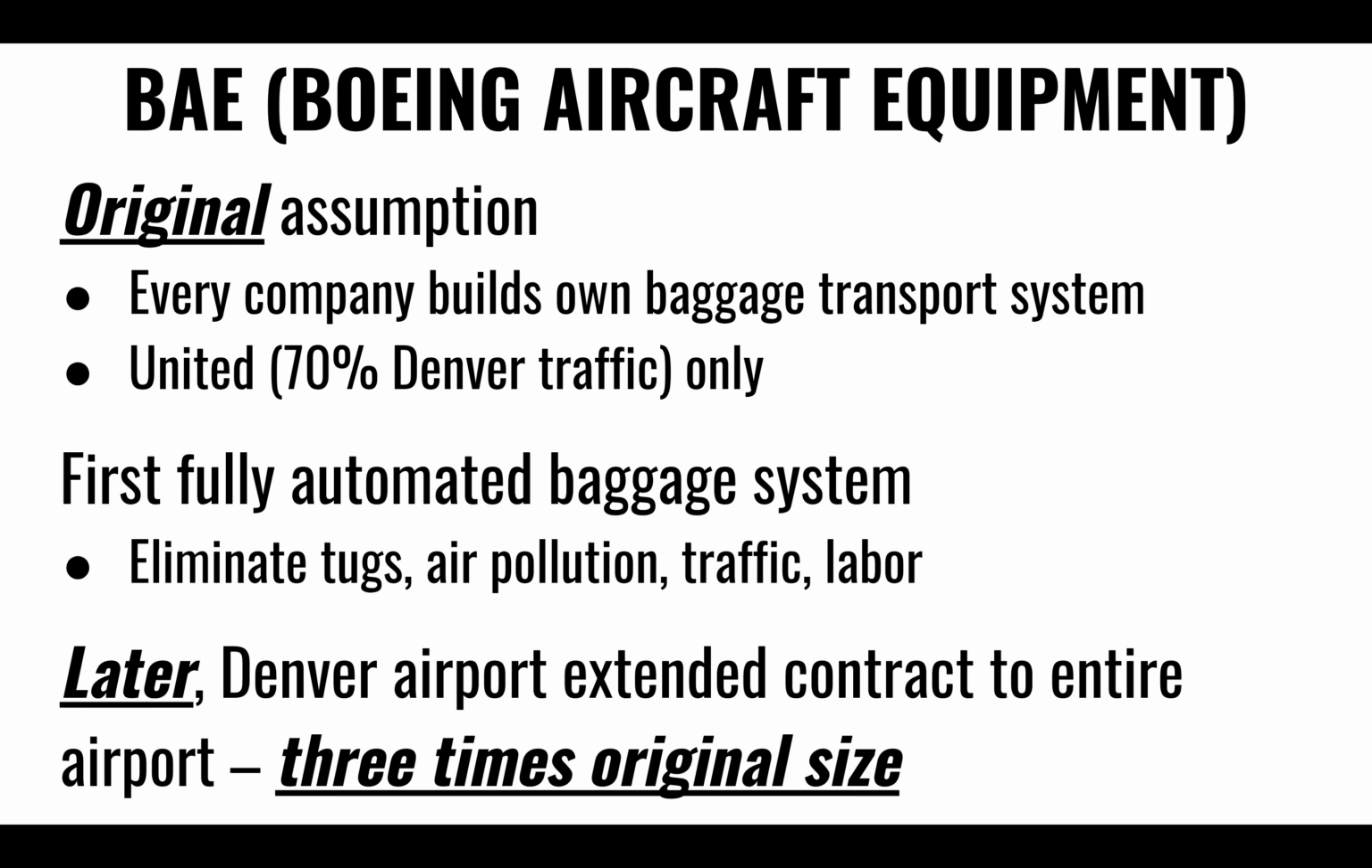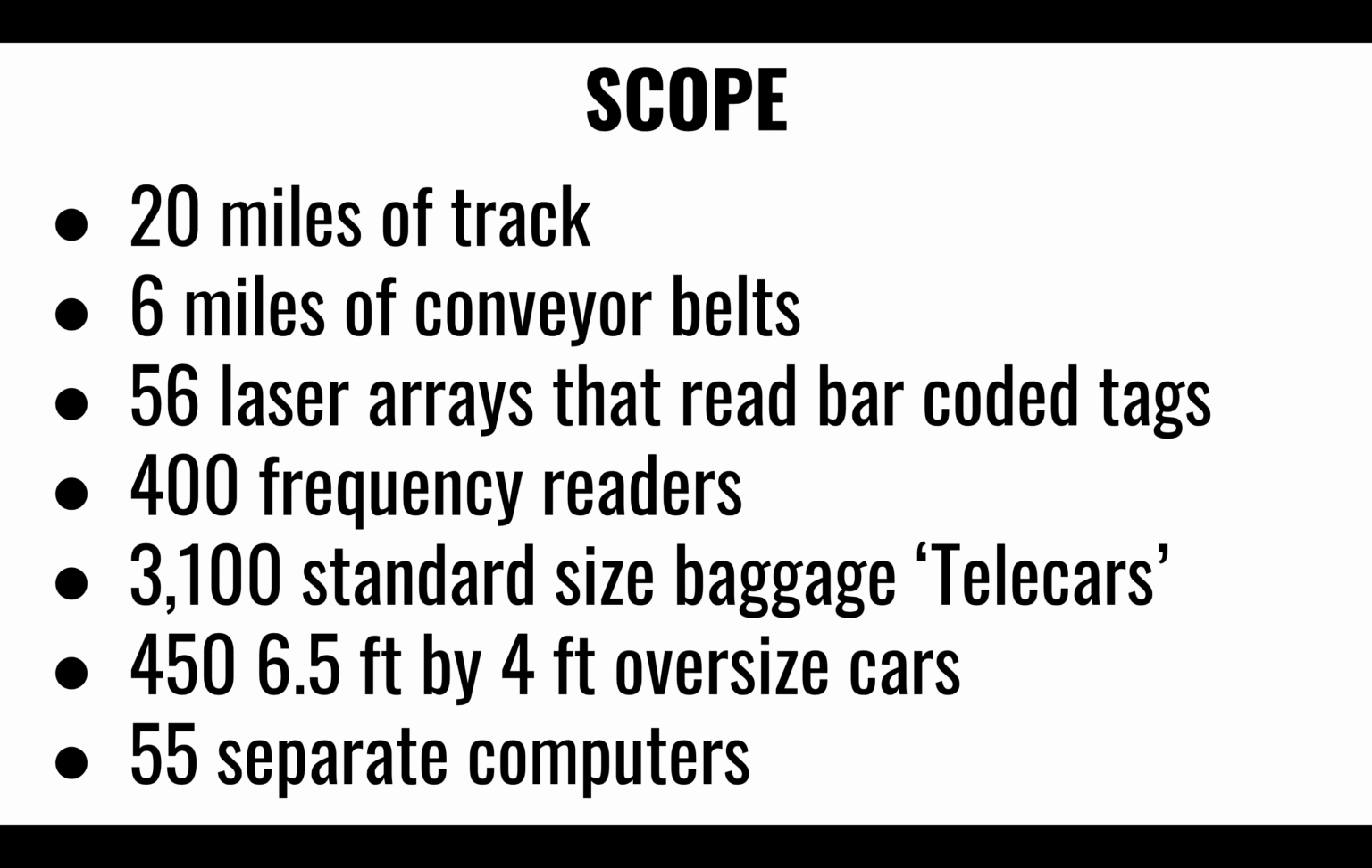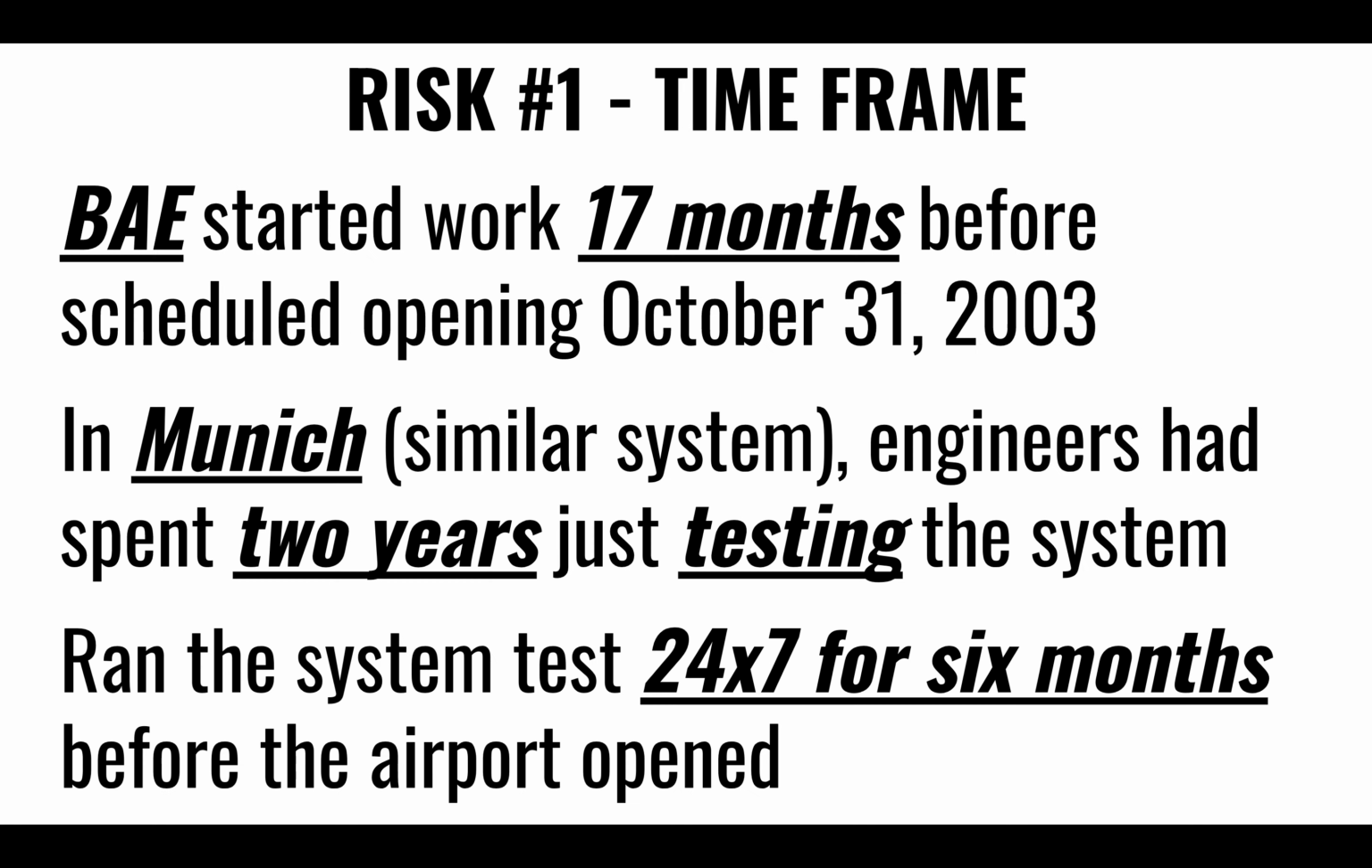Oftentimes it's not 2 to the power of something; the exponent is the variable, right? It grows exponentially. So, three times the size. The scope ended up being 20 miles of track, 55 different computers that had to talk to one another, 56 laser arrays, and 400 frequency readers, most of which failed.